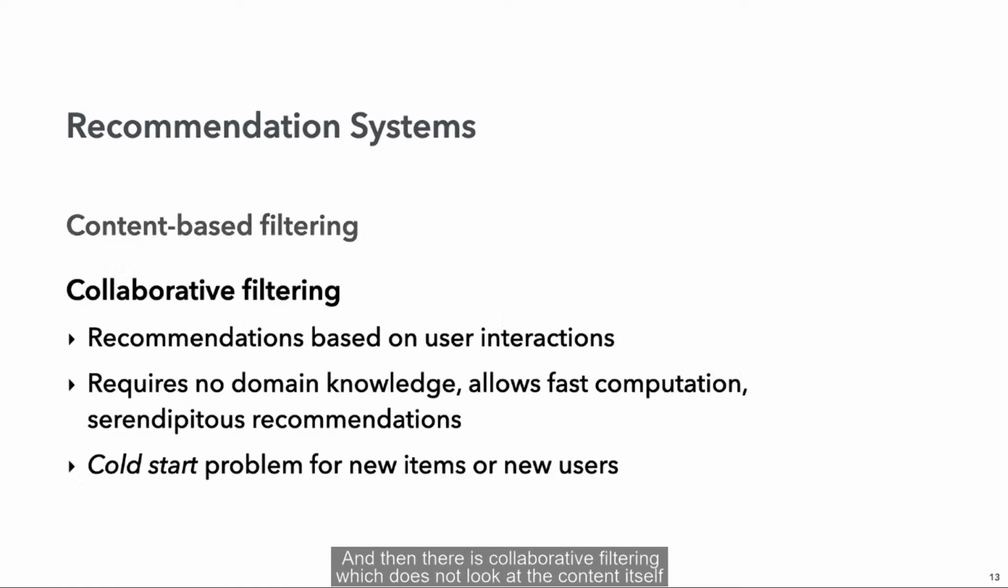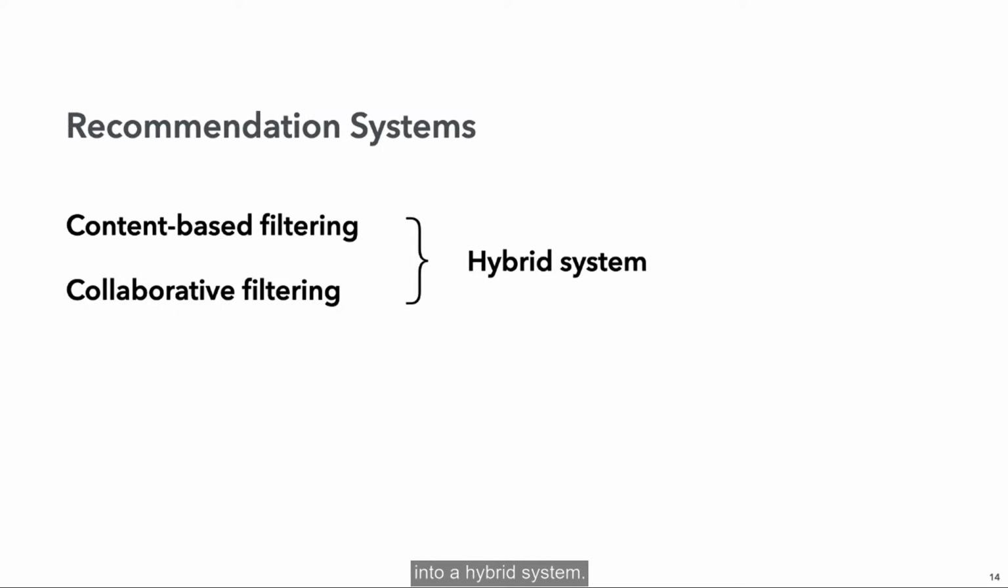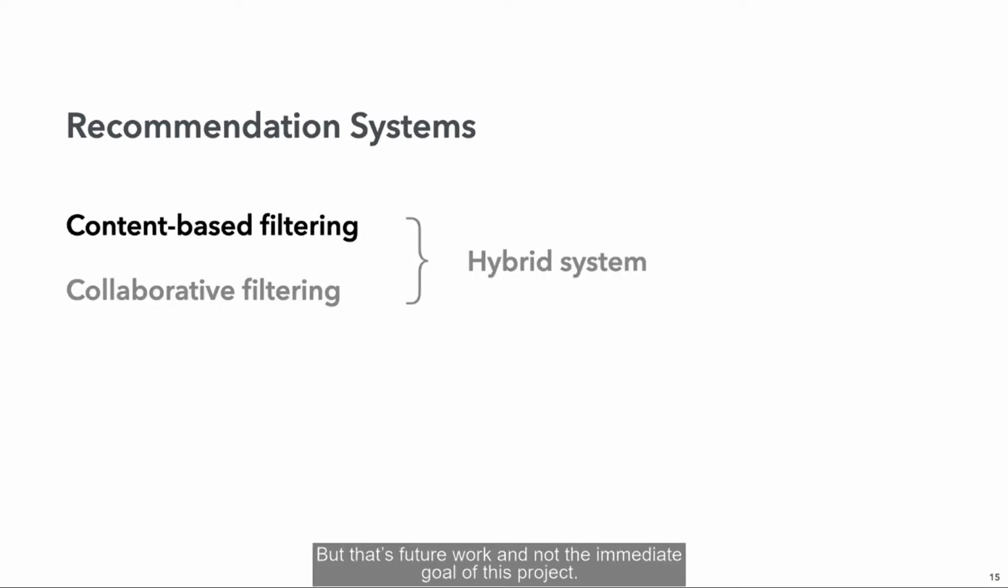And then there is collaborative filtering, which doesn't look at the content itself or features of an item. Instead, it analyzes the interactions between users and items and derives recommendations from usage patterns. It's a popular approach because it requires no domain knowledge, allows fast computation, and leads to serendipitous recommendations. But a major disadvantage is the cold start problem for new items or users, besides being disconnected from the content. The advantages of both can be combined into a hybrid system. But that's future work and not the immediate goal of this project.